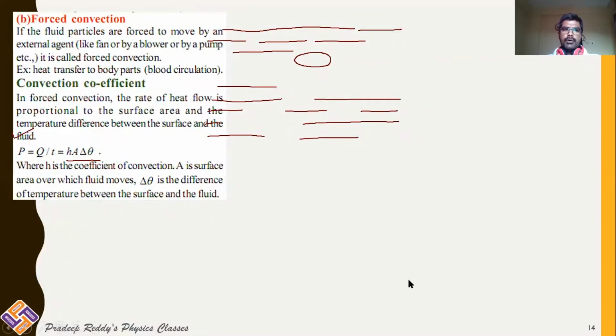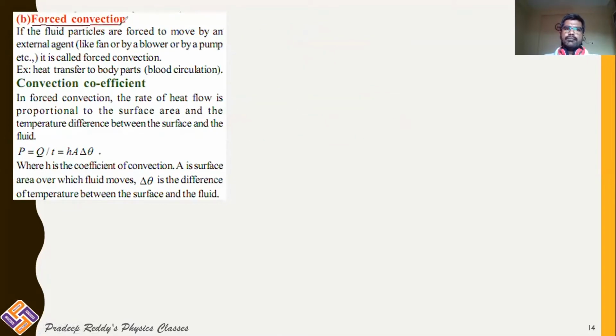And the other type of convection is forced convection. Forced convection is when the fluid particles are forced to move by an external agent like a fan, or a blower, or a pump. Such type of convection is called forced convection. This does not happen naturally. Forced convections are because of the external agent.